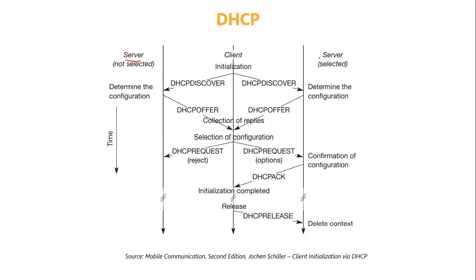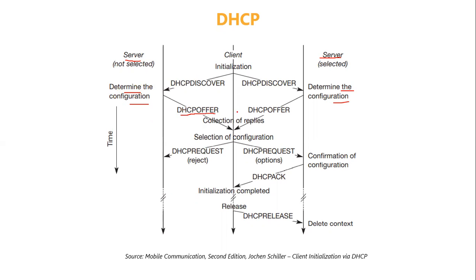Both DHCP servers receive this message and determine their configuration parameters, like what services they can offer. The configuration parameters or services offered by different servers may differ. Based on these, they send a reply to the client.